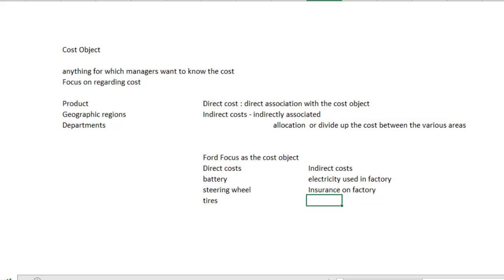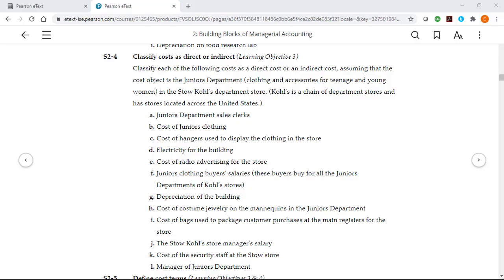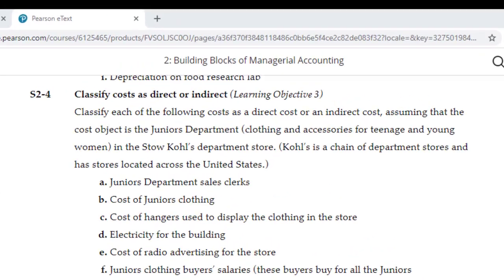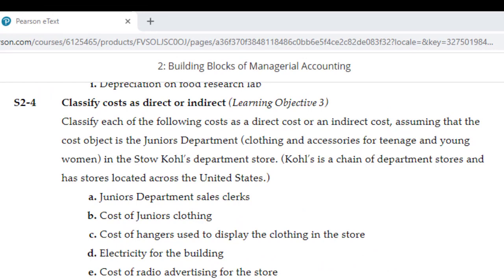So the first question you have to ask yourself is, what is the cost object? Let's look at this example for cost object S2-4. It says to classify each of the following costs as direct or indirect. This is for the Stowe Kohl's department store.